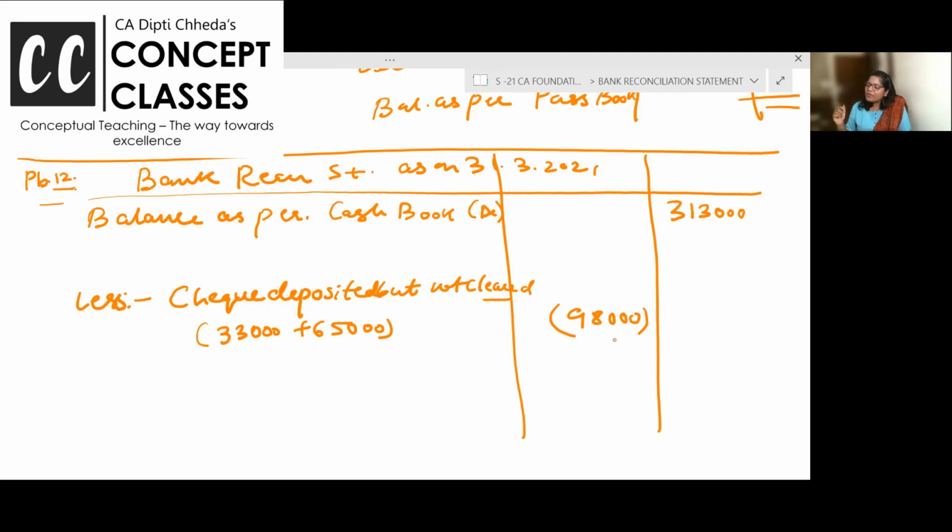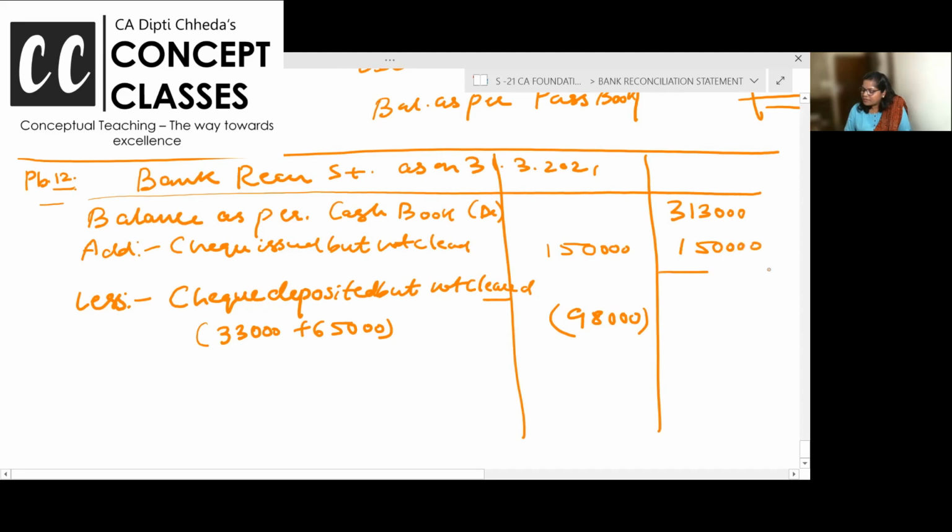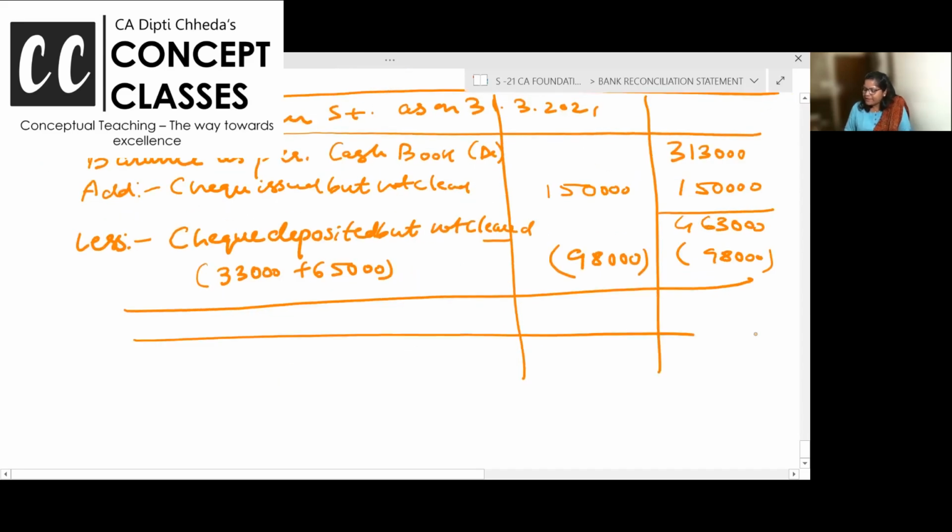Same way, on 24th March, I issued a check to Ramesh, but it was cleared next month. So when I issued the check, I credited my bank account. So now reverse, debit, add. Check issued, but not cleared. 1,50,000. 4,63,000 minus 98,000.